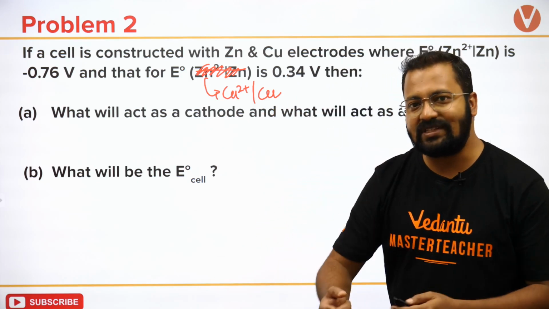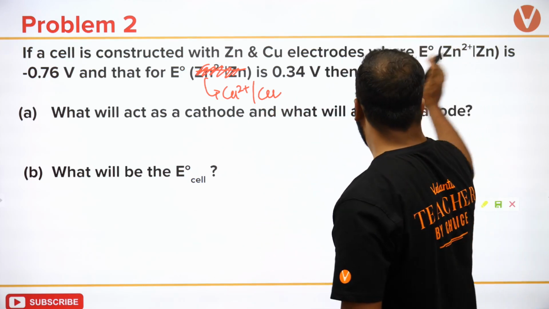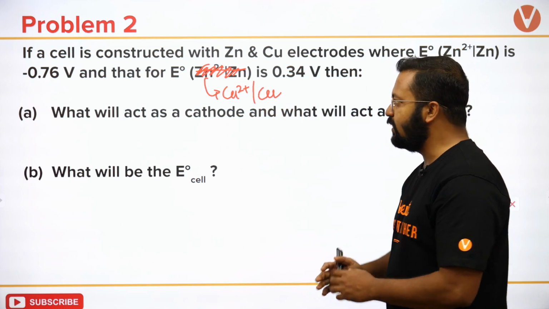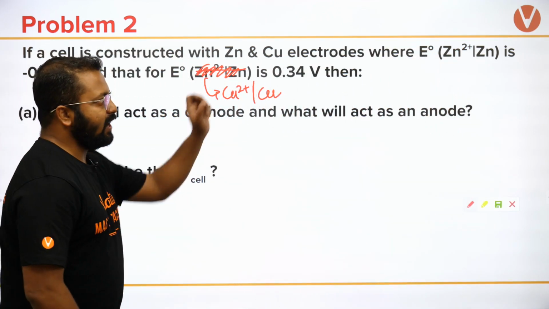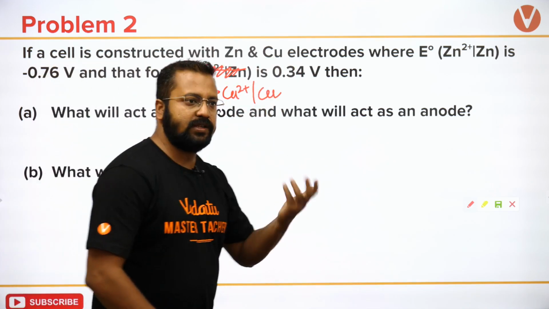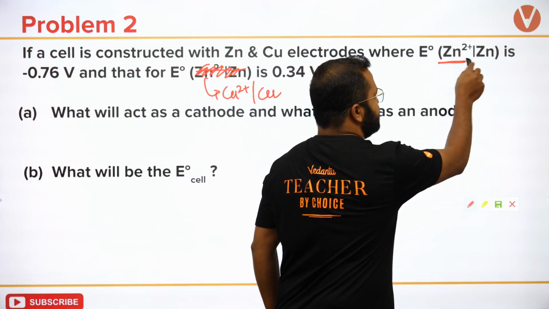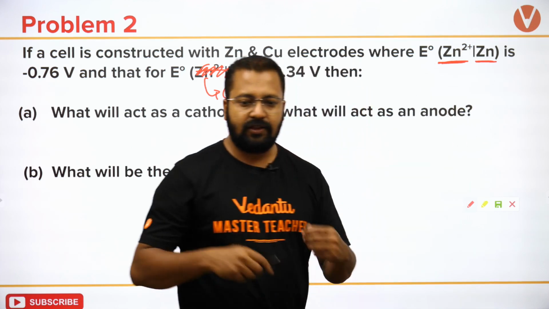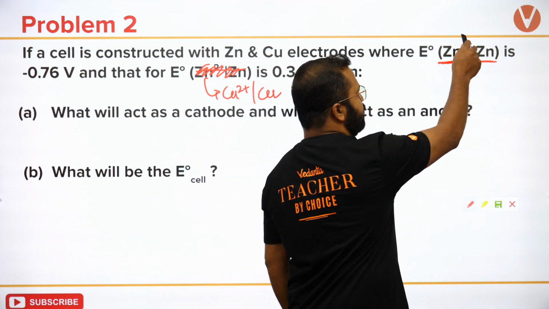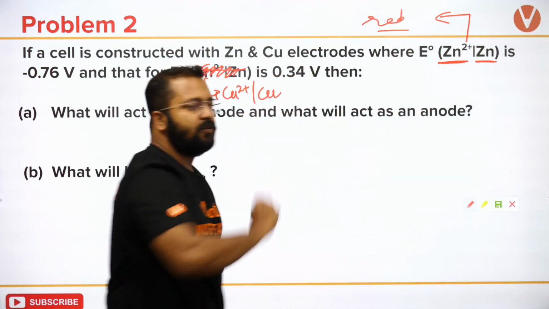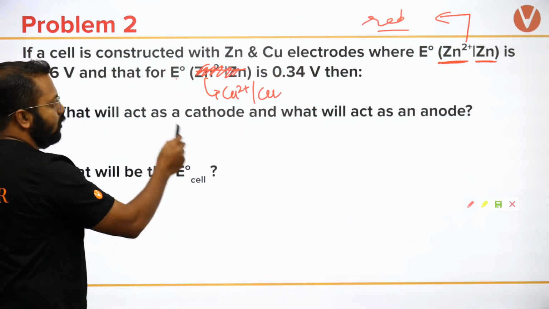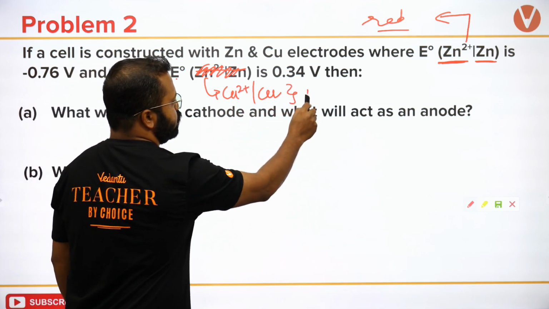Again I have to do the same thing. I have to take the sum of these two in such a manner that I get a positive value. I have to make one oxidation, one reduction. I can see that zinc 2 plus is changing into zinc. This is reduction. E naught Cu2 plus Cu is also shown for reduction.